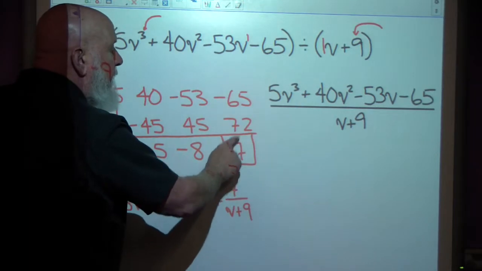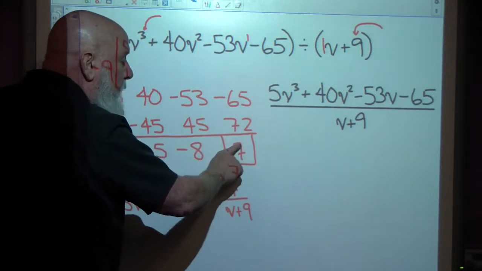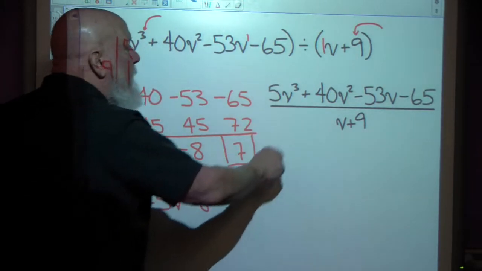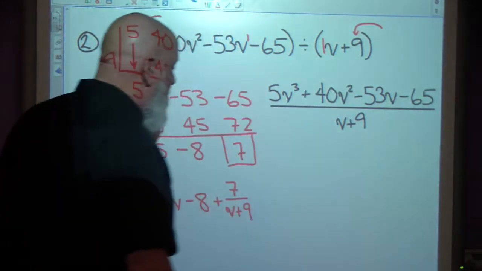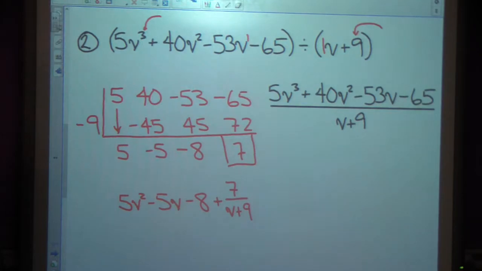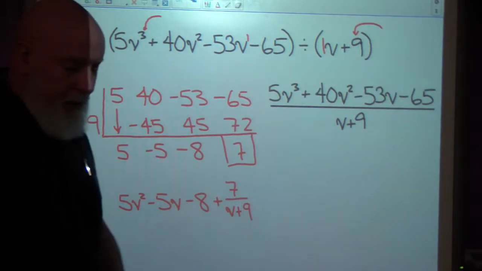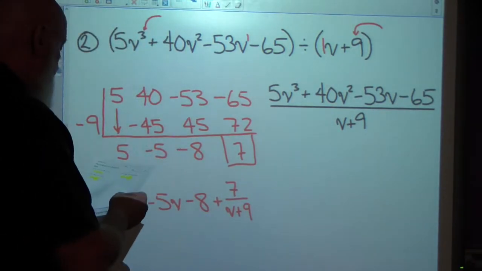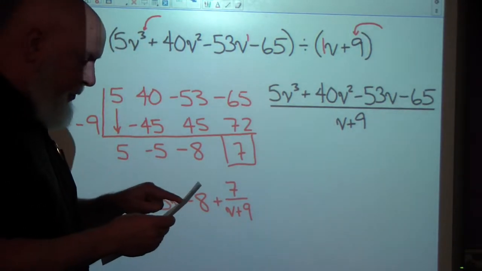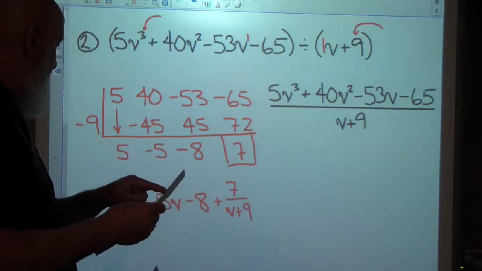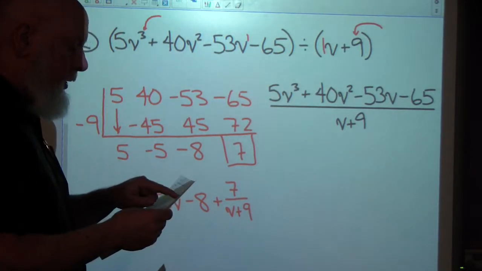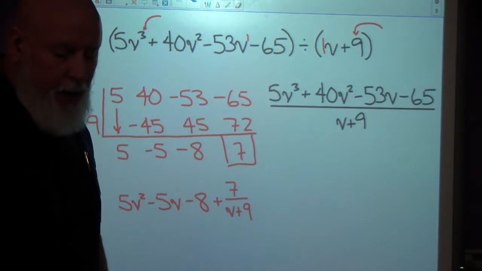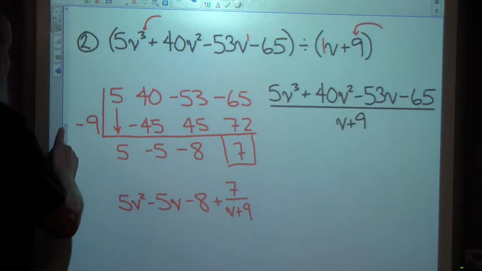Last number, if this last number, when you subtract this, if you don't get a 0, that's the numerator of your remainder. The denominator of your remainder is whatever it is you're dividing by. Okay? And I need to check and see if I got that right. I probably did. 5V squared minus 5V minus 8 plus 7 over V plus 9. Don't forget to put that plus sign there. So, yay, I got it right. What do you know? Yay for my calculator.